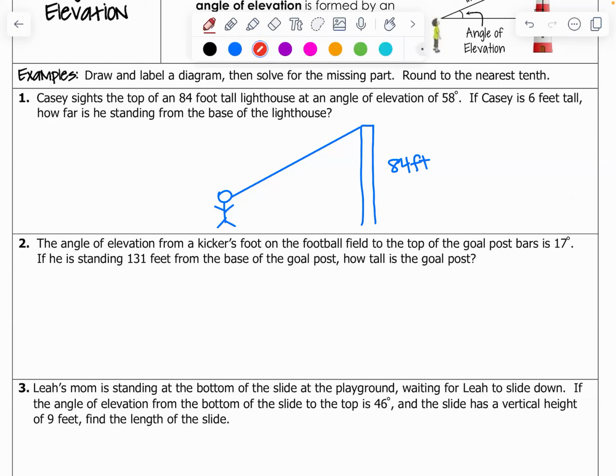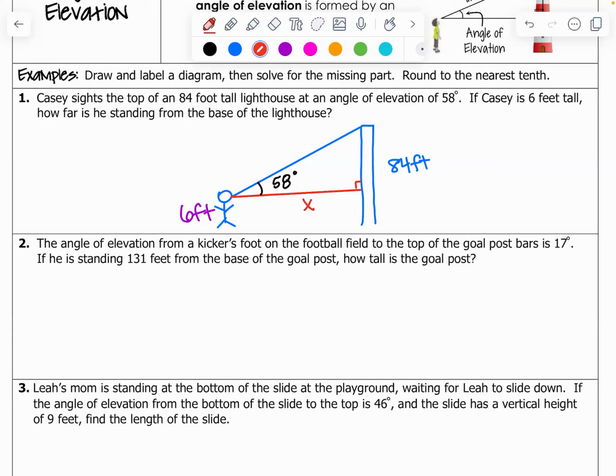Casey would be looking this way. This is 58 degrees. Casey is 6 feet tall. Oh, wait. I want to know how far he is from the base of the lighthouse. Look at my picture because I have different colors. Which piece are we solving for? The red piece. So I'm going to call this red piece X.